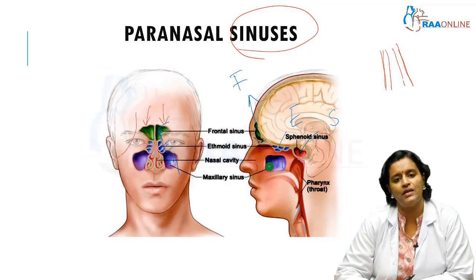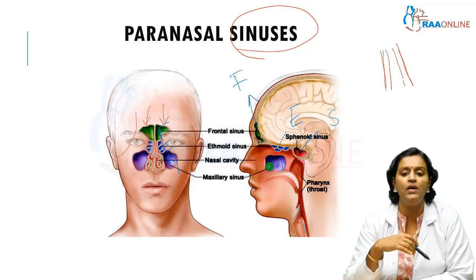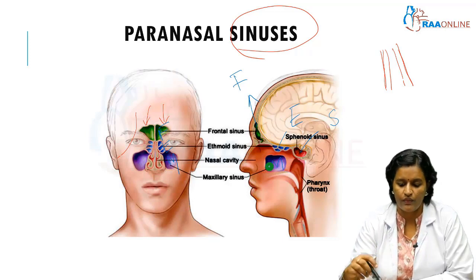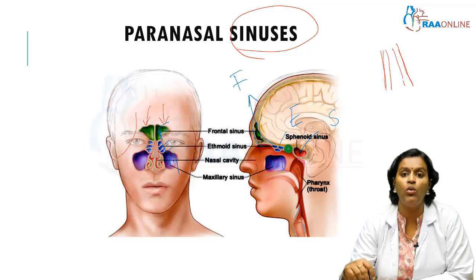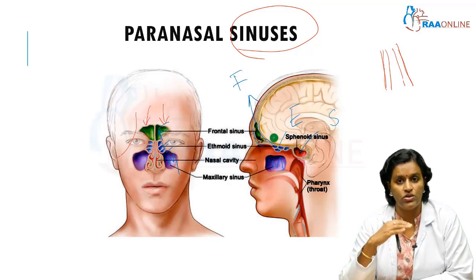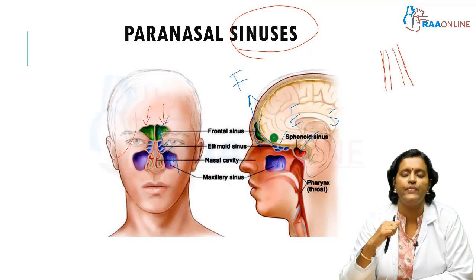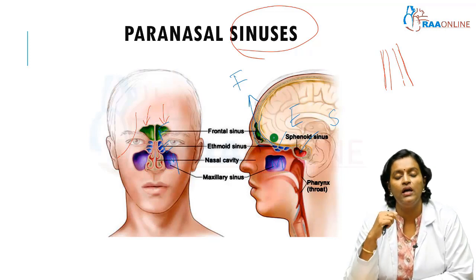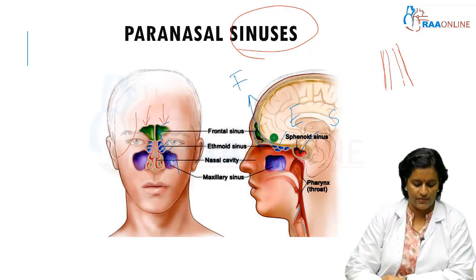So, where are these air sinuses present? They are present between the two tables of the skull bone. This is the outer table and the inner table of the frontal bone. Between the two tables is the frontal air sinus. Similarly, related to the two tables of the ethmoid bone is the ethmoidal air sinus. Inside the maxilla bone is the maxillary air sinus, and inside the body of the sphenoid bone are the sphenoidal air sinuses.